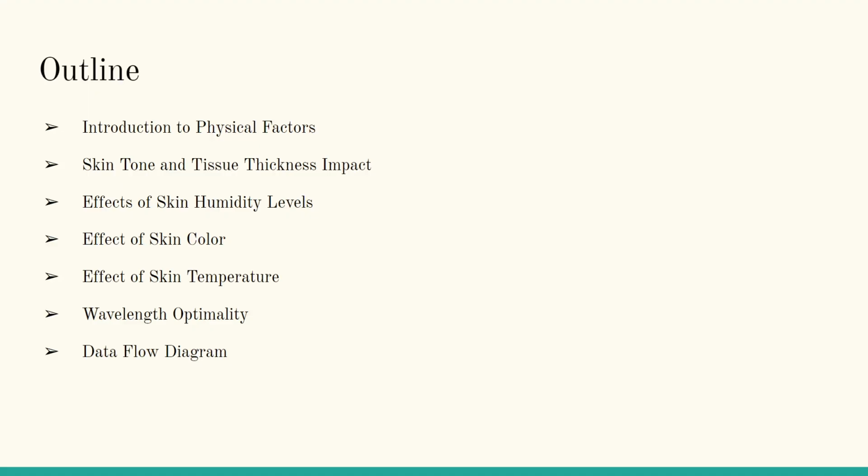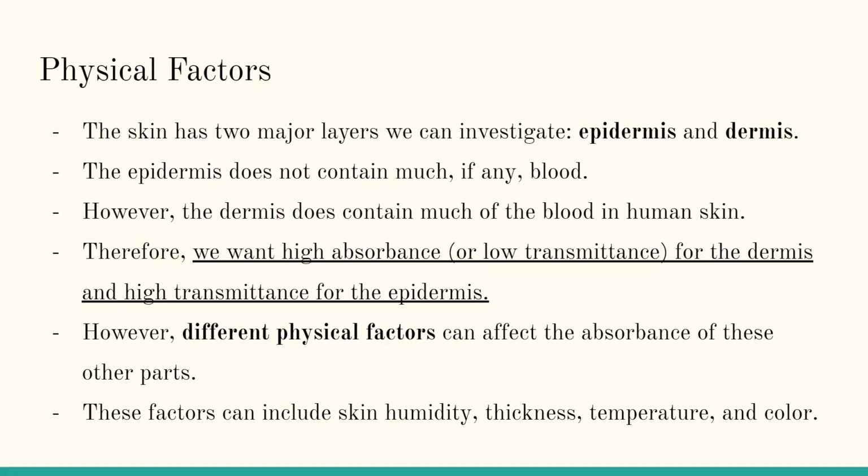Now we're trying to include physical factors like humidity on the skin, thickness of the skin, temperature, and skin tone, and see how these affect the accuracy of our current model and how we can include them or exclude them if they're irrelevant in the future development of the next deep learning model. So the physical factors are going to be skin humidity, thickness, temperature, and color.